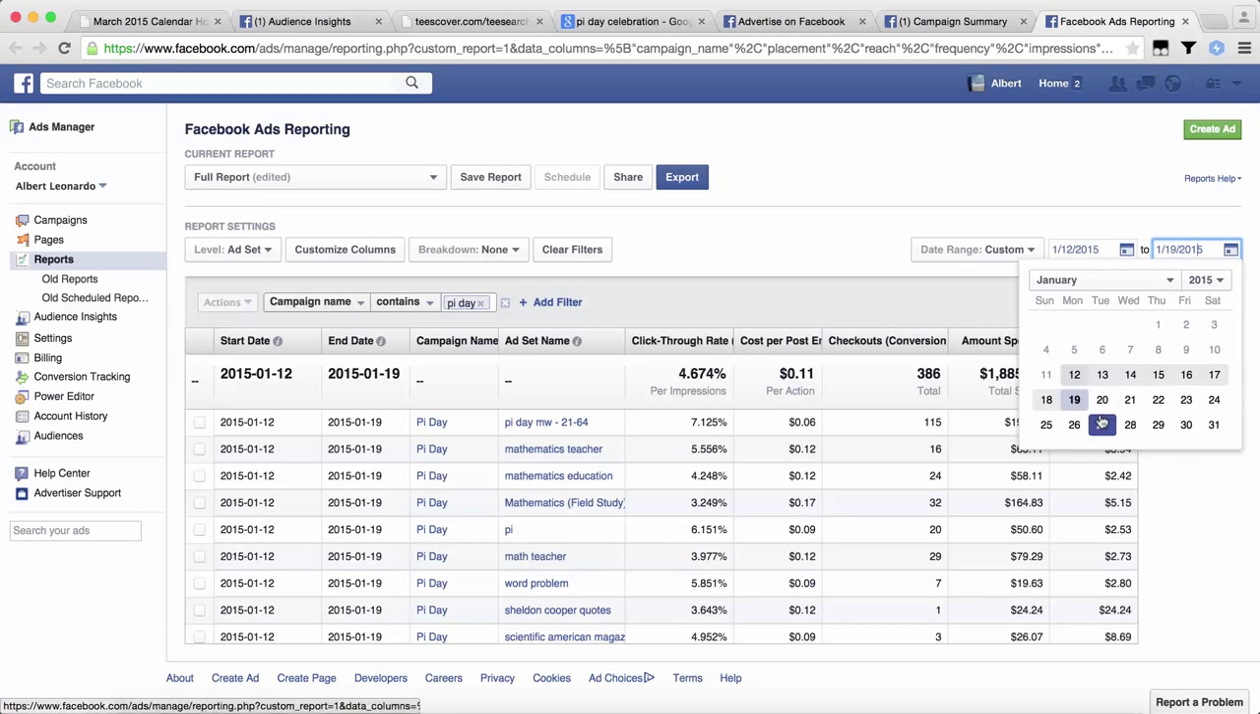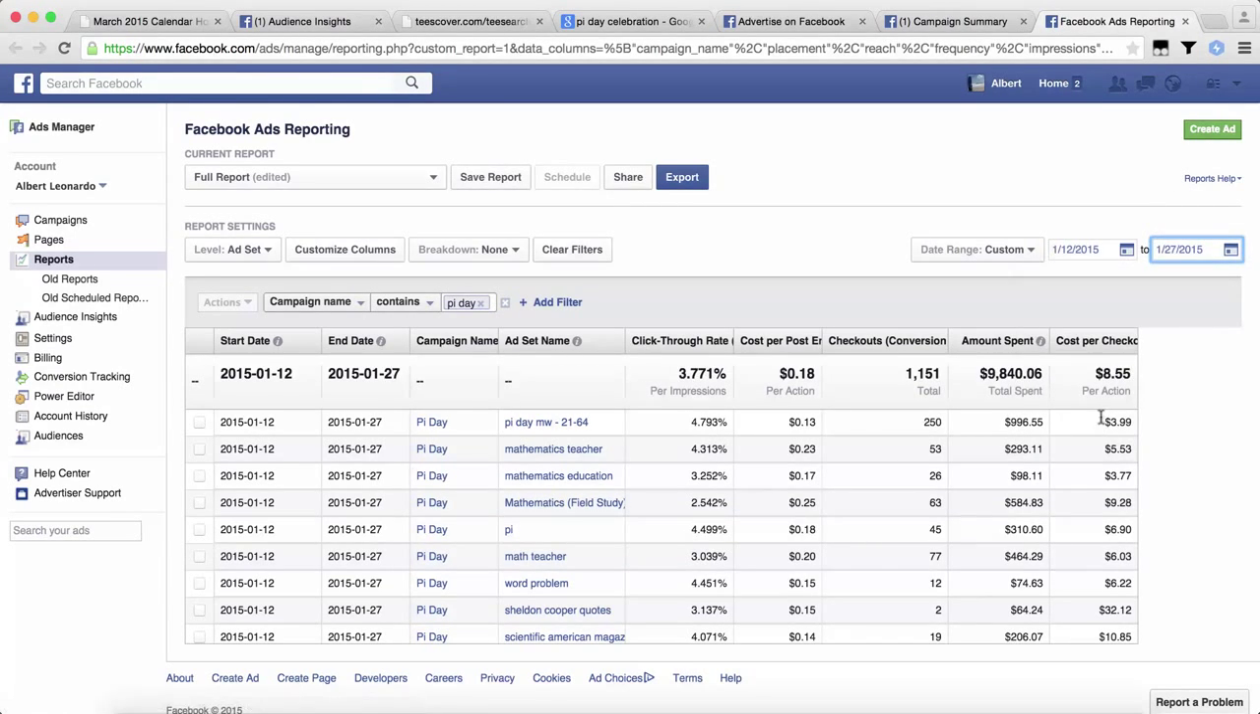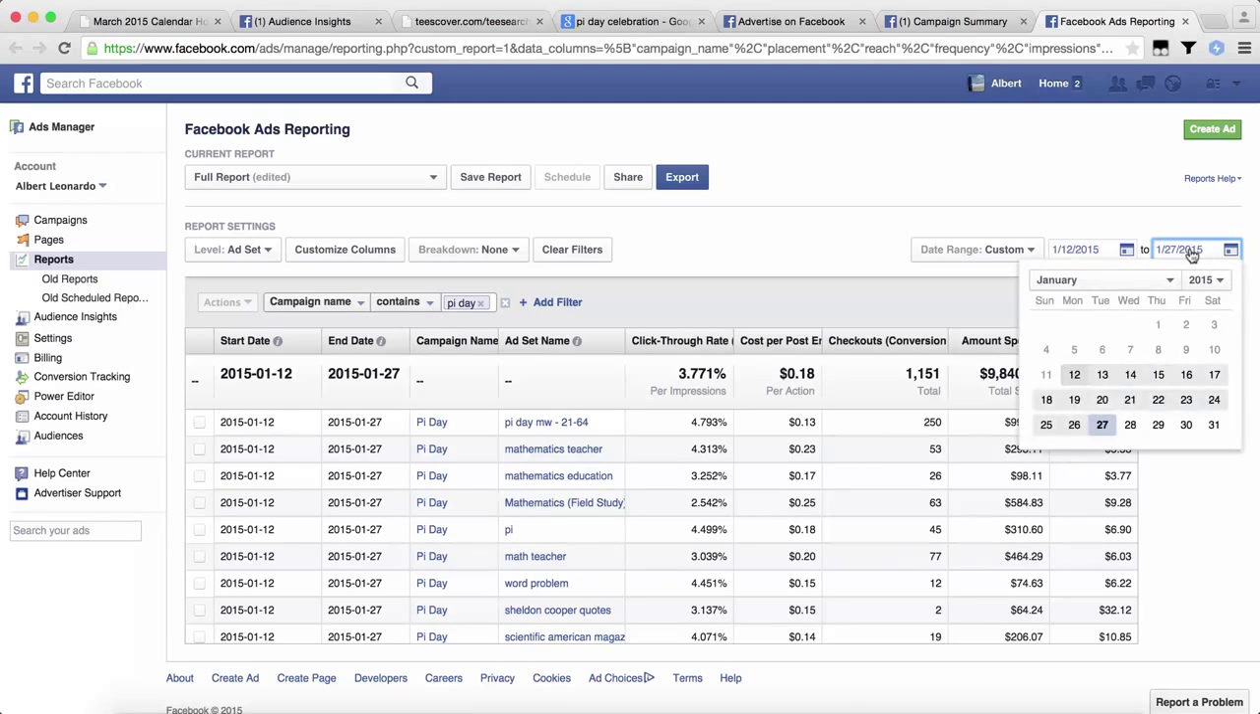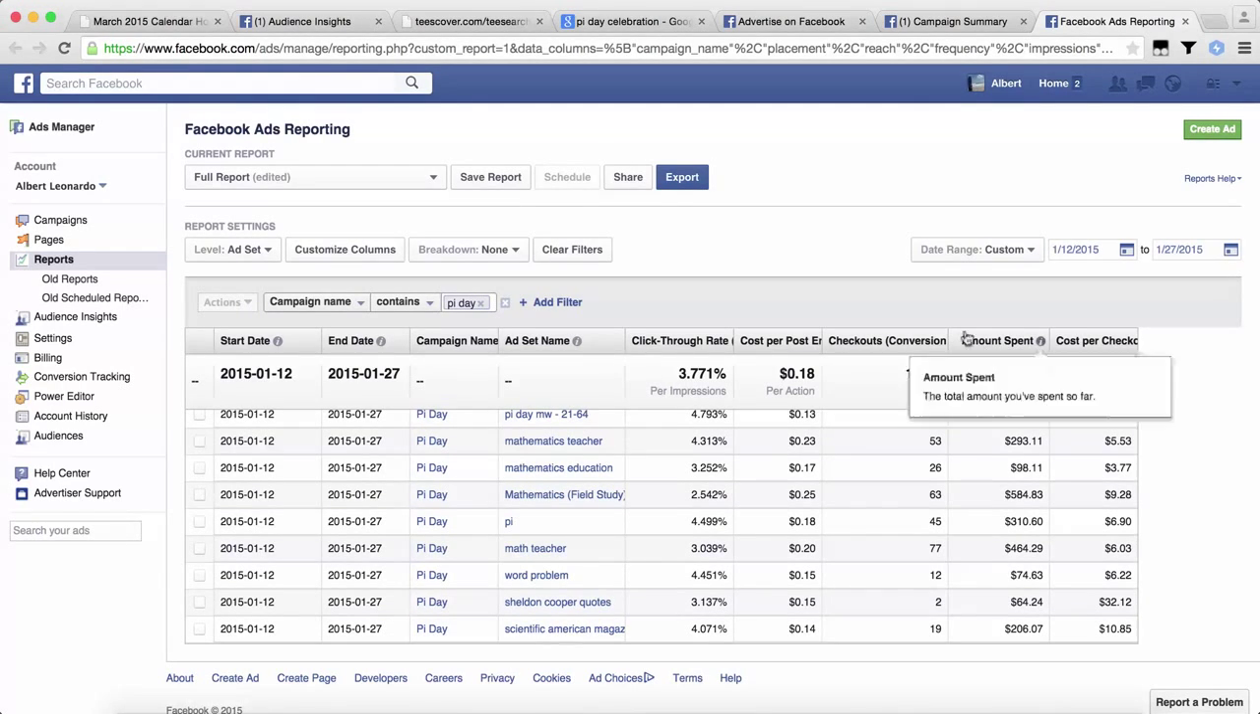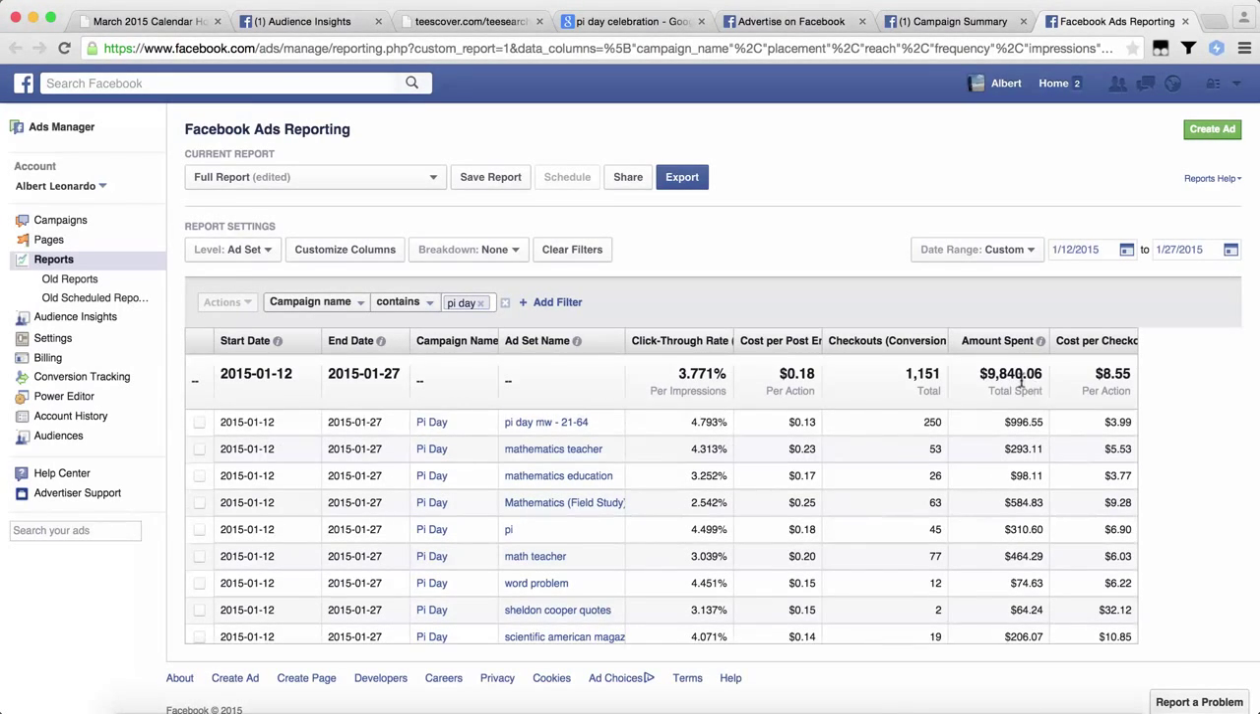Then let's jump to 27 January, because this is where I started my lookalike audience. Okay, at this point I have spent around $9,800, and I remember the ROI on this day is 300%. It means that it's around 30,000 profit at the time. So the checkout here is not precise. It's around 3,000 to 4,000 sales.